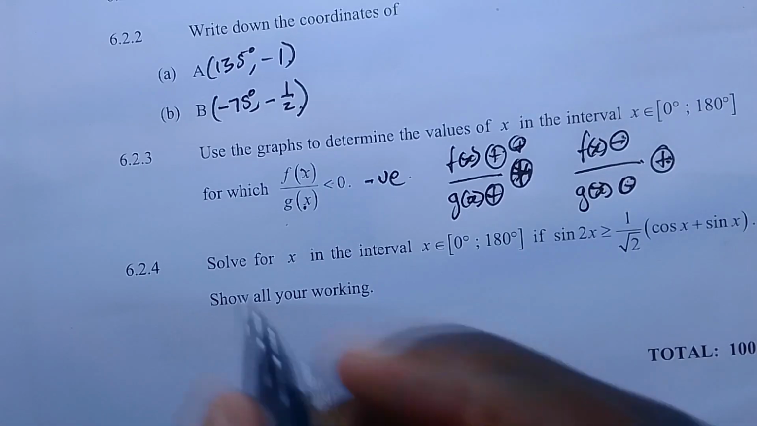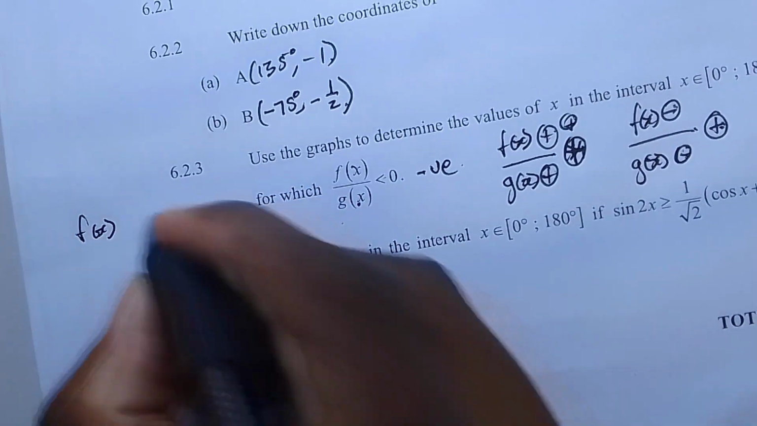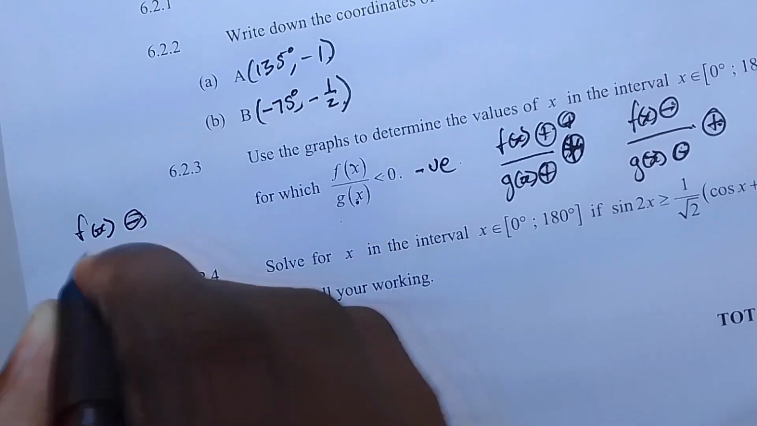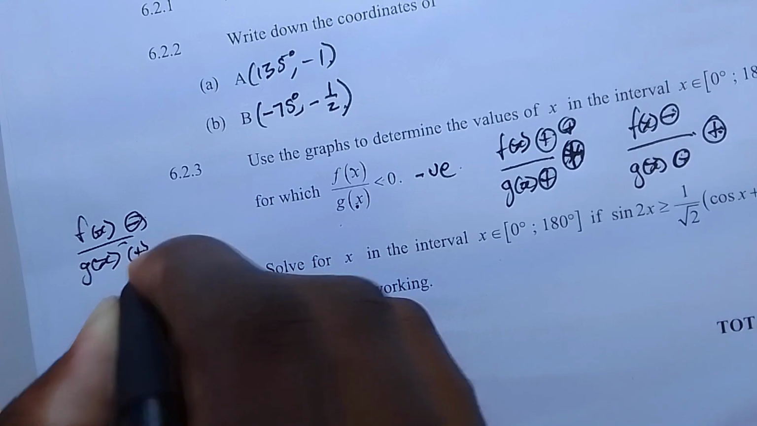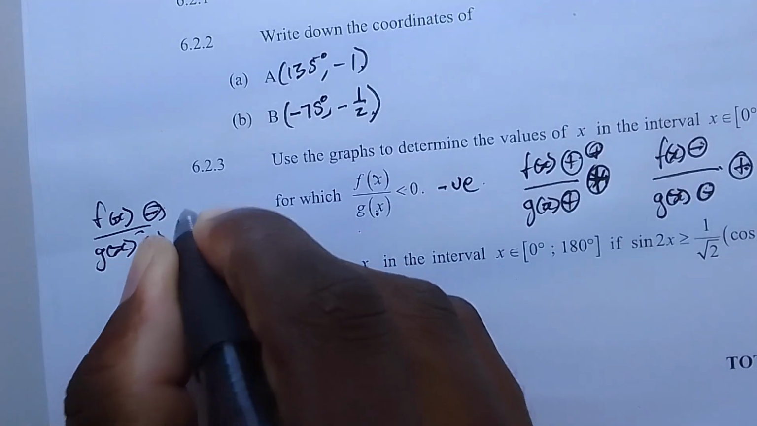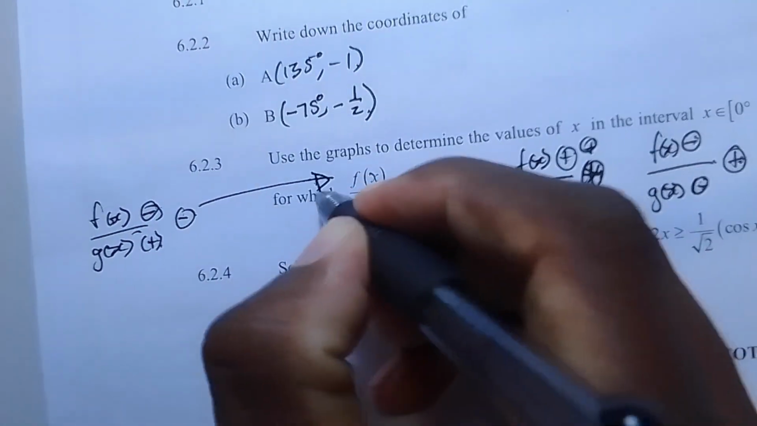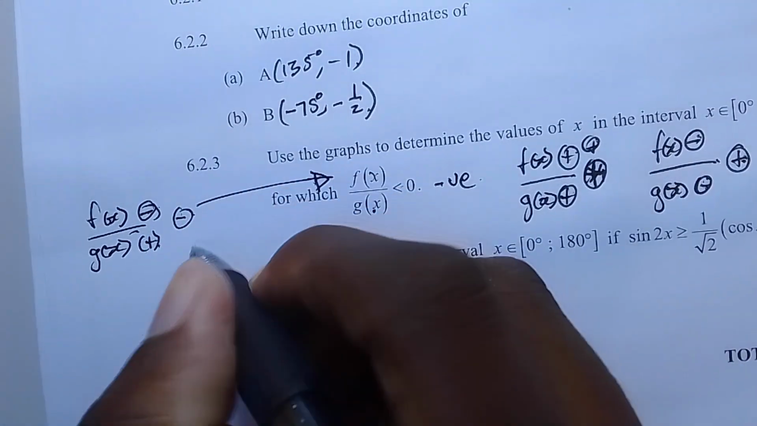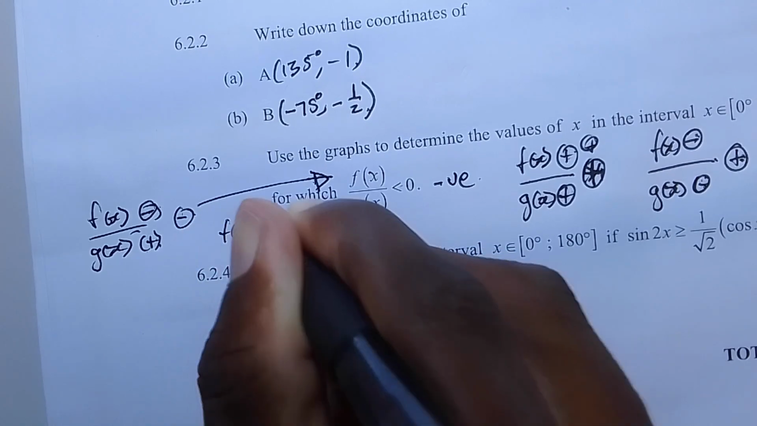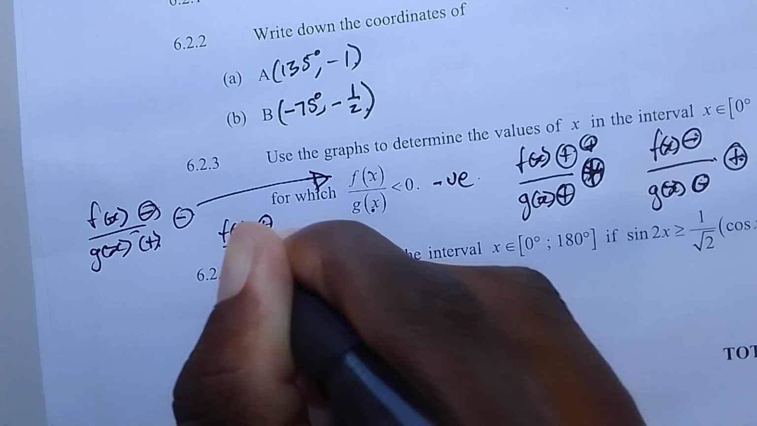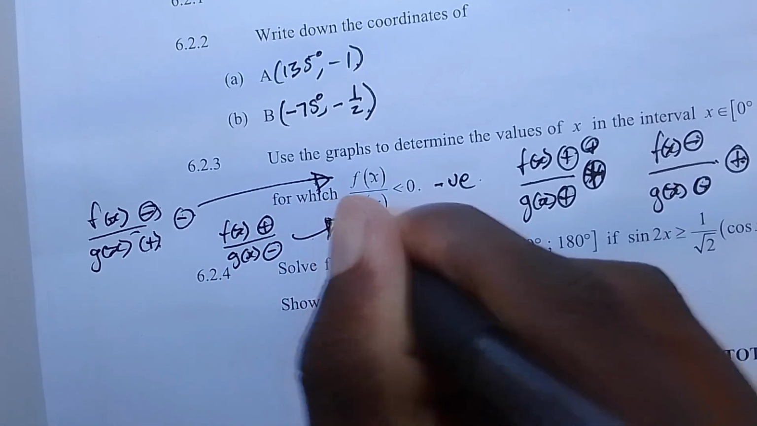However, if one function, say f of x, is negative and the other, say g of x, is positive, you will get something that is negative, which is what we are looking for in the question. And if f of x is positive and g of x is negative, we will also get something negative.